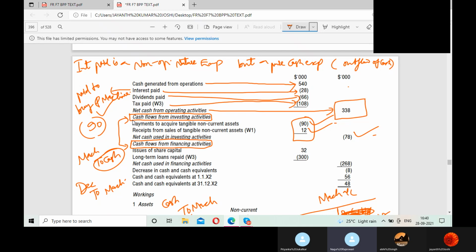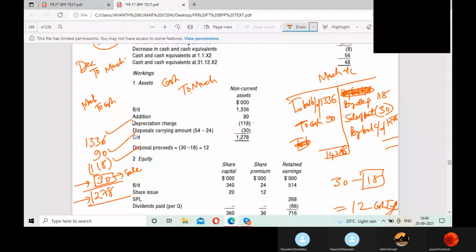Sir, can you show the machinery account, sir? So, sir, this 30 is the balancing figure, right? Yes, it's the balancing figure. Okay.